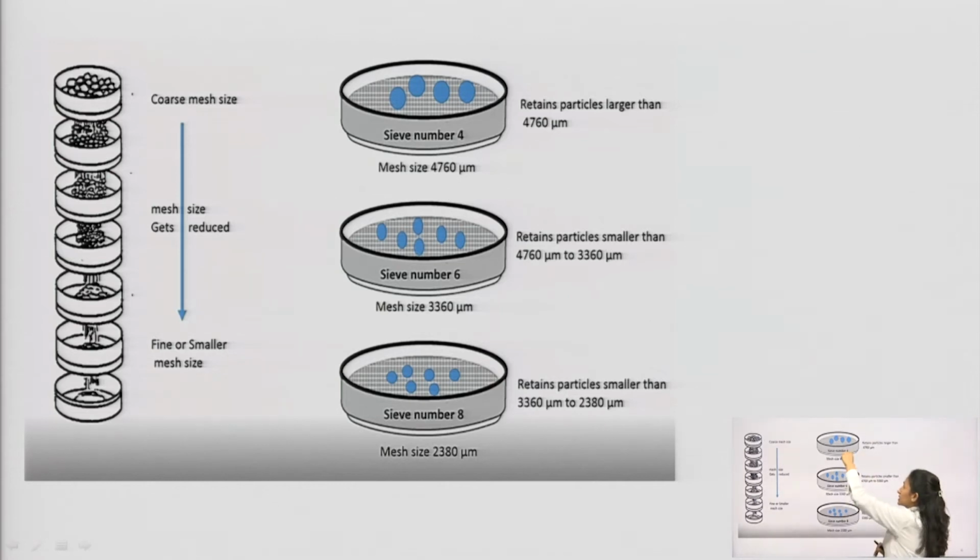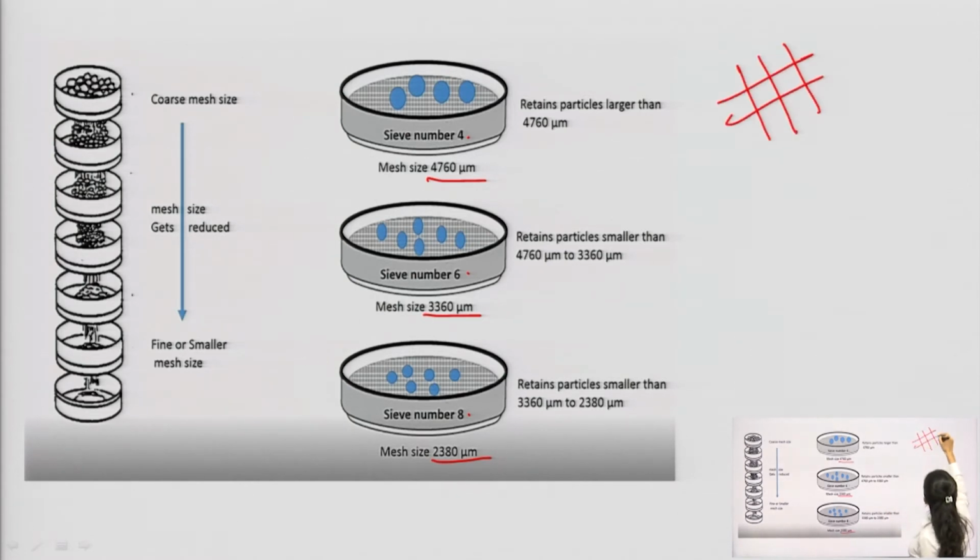Here, this is sieve number 4, this is sieve number 6, this is sieve number 8. What does a sieve have? A mesh aperture size, and on the basis of the mesh aperture size we give the sieve number. If a sieve number is given, it represents something. Here the sieve number is 4, what is the mesh aperture size? Here sieve number 6, mesh aperture size? Here sieve number 8, mesh aperture size? Mesh aperture size means the net opening, like this, so this is known as the mesh aperture size.